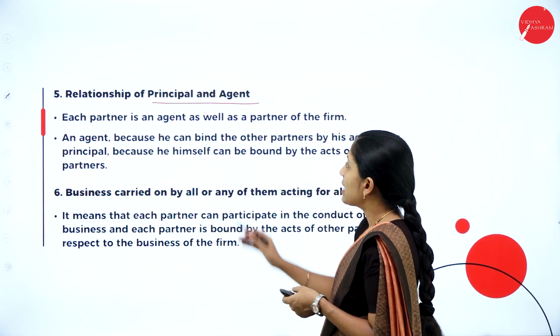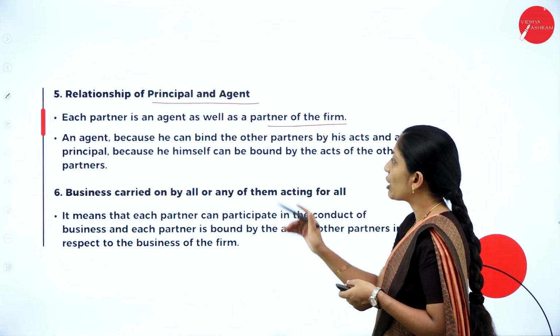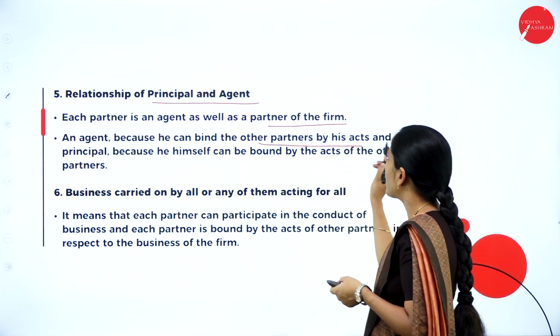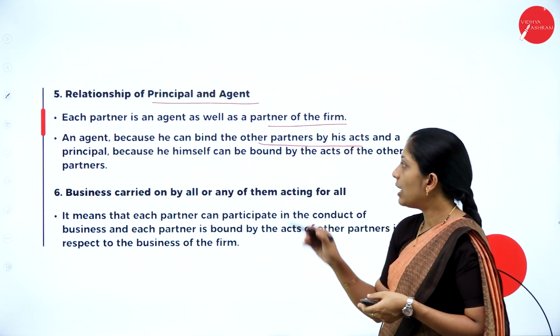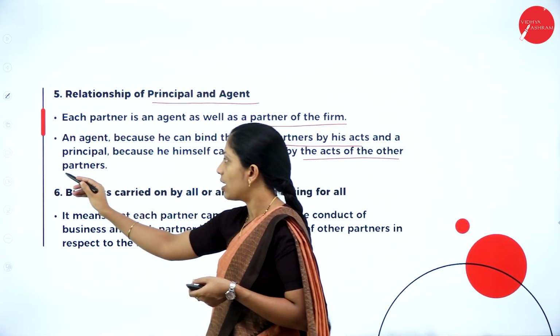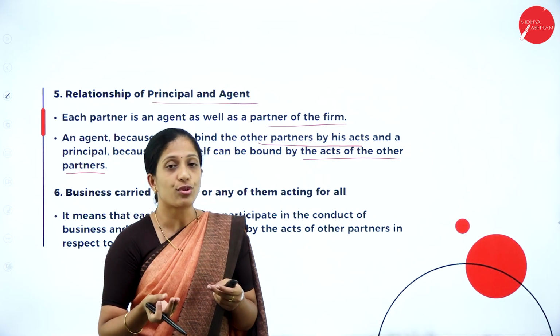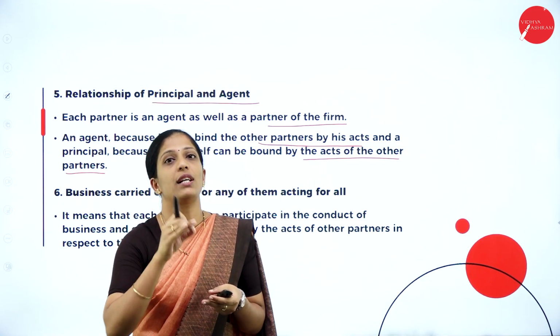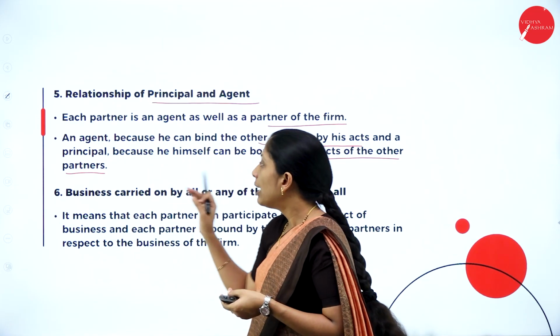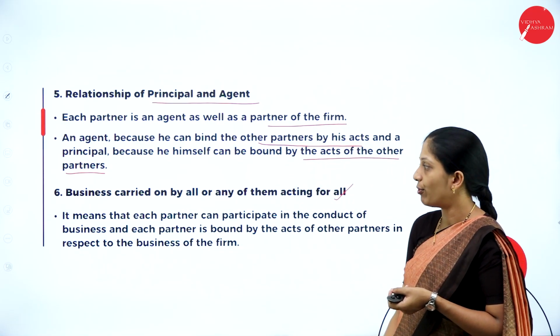So each partner is an agent as well as a principal of the firm. An agent because he can bind the other partners by his act, and principal because he himself can be bound by the acts of the other partners. So to be simple, each and every partner has a right to take decisions and a right to follow the decisions of others.